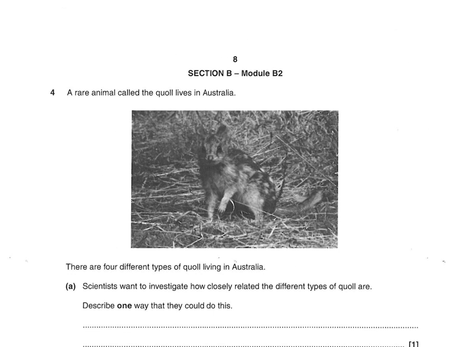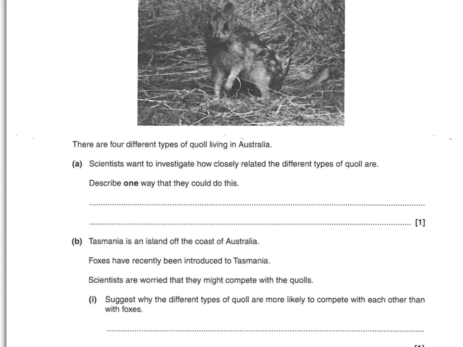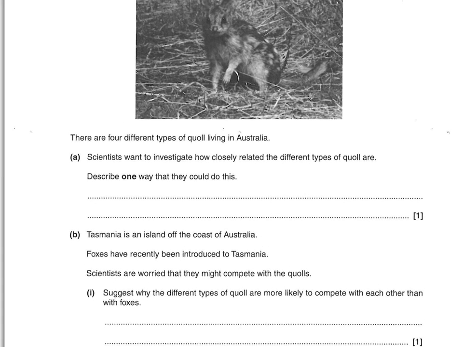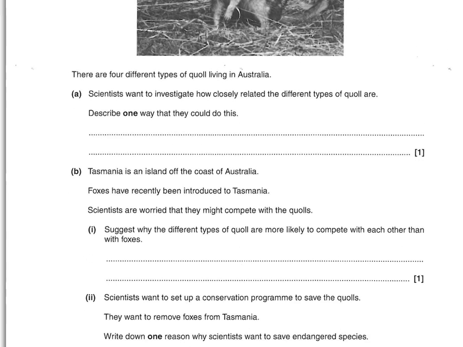So a rare animal called the quoll lives in Australia. It says there are 4 different types of quoll living in Australia. Scientists want to investigate how closely related the different types of quoll are. Describe one way they could do this. So analyse their DNA would be one way, or model multiple characteristics by computer, or you could say analyse their genes, or you could say see if they interbreed to produce fertile offspring. Any one of those get that mark.